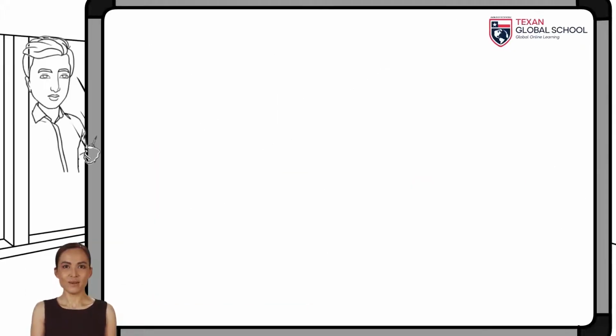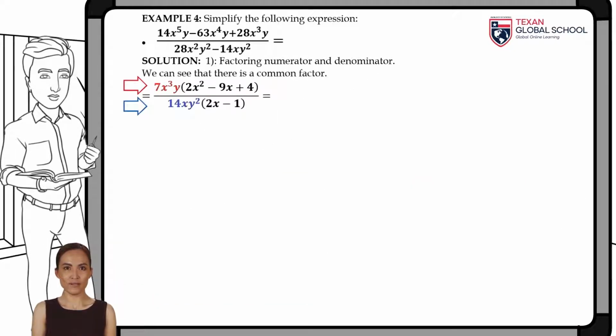In this last example, we can see that to simplify the algebraic fraction, we must also factor. First, we have a common factor in both the numerator and the denominator. The common factor of the numerator is 7x cubed y, which, when dividing each term, results in the polynomial 2x squared minus 9x plus 4. The common factor of the denominator is 14xy squared, which, by dividing each term, results in the polynomial 2x minus 1. Analyzing, we can see that the second factor of the denominator can still be factored.